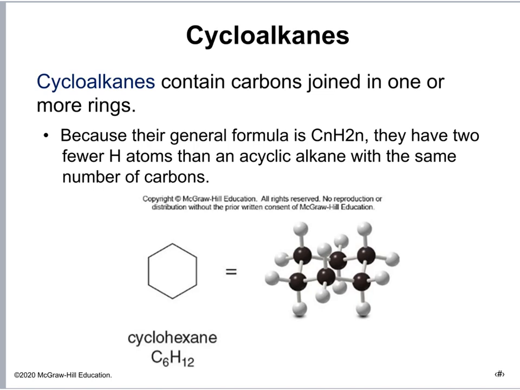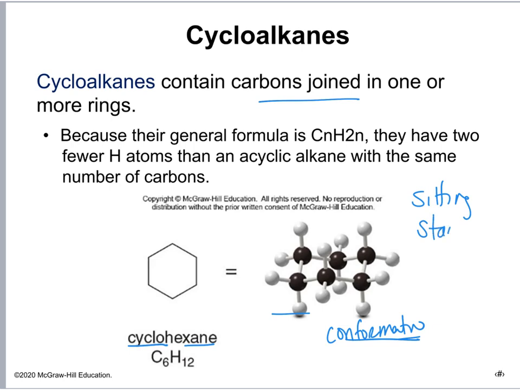Okay, cycloalkanes, they actually have carbons joined in one or more rings. And so you would write cyclohexane because there's 6 carbons in the ring there. And you're also going to learn that the most stable conformation is, I'm sitting right now, okay? When I get done, I will stand. If you want to, right now, you can touch your toes, okay?